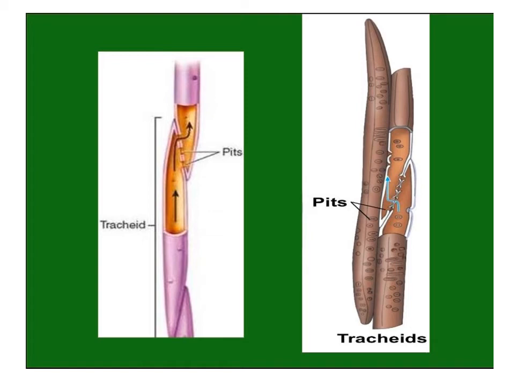Here is a structure which shows the tracheids. The different types of the tracheids are there. Some may be pitted, some may be scalariform or spiral.